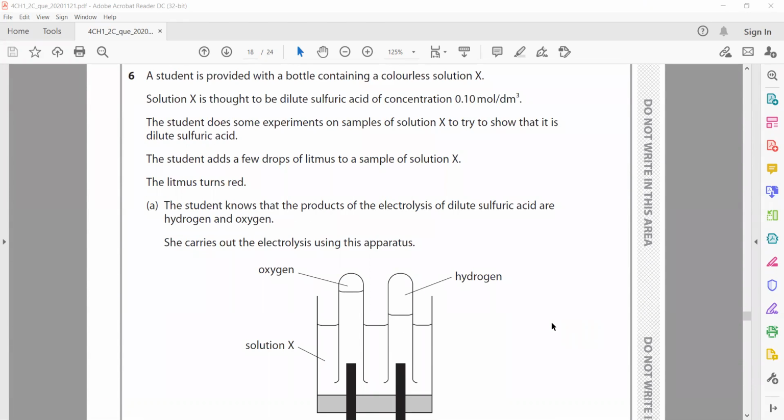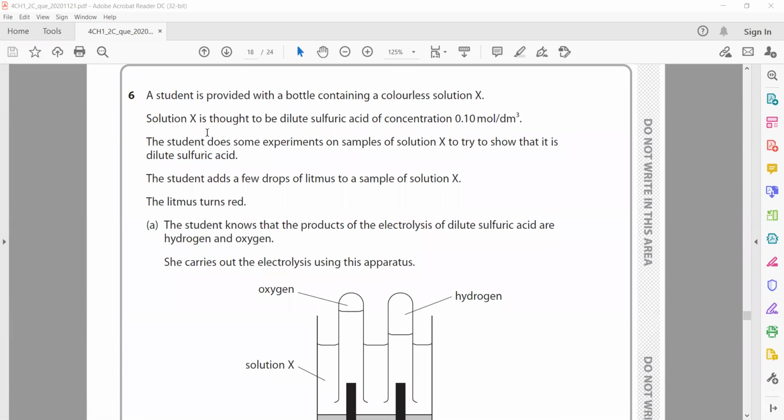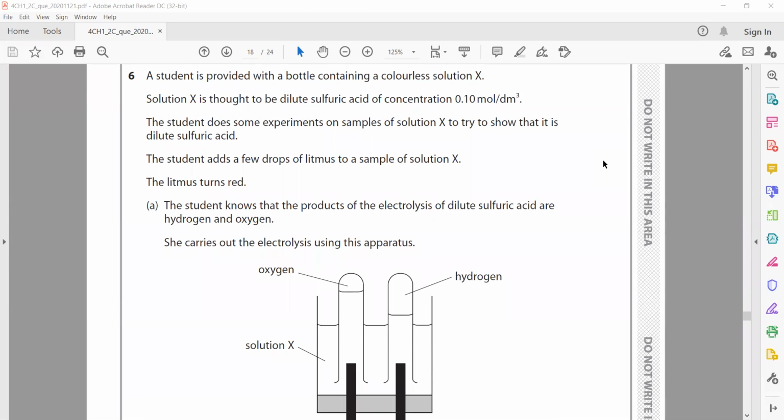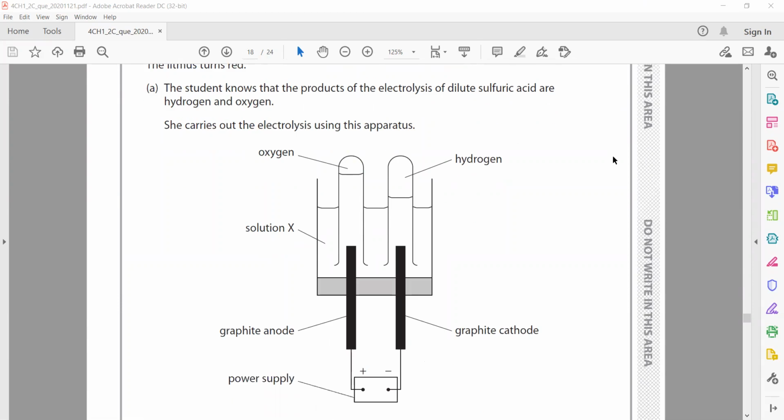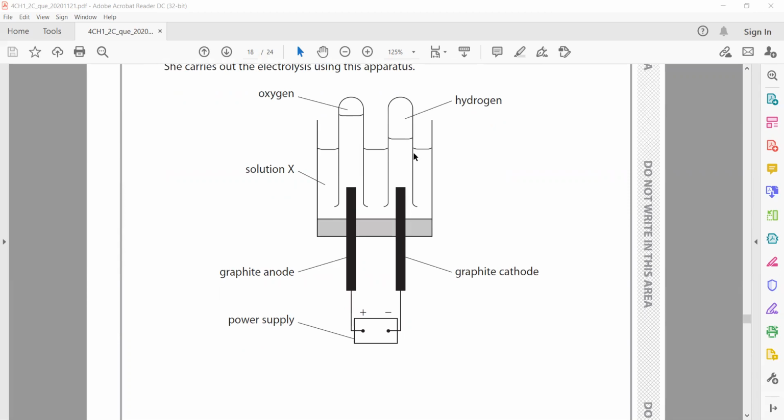Question 6. A student is provided with a bottle containing a colorless solution X. Solution X is thought to be dilute sulfuric acid of concentration 0.1. The student does some experiments on a sample of X to try to show that it is dilute sulfuric acid. The student adds a few drops of litmus to solution X. The litmus turned red, so it shows that it's an acidic solution. The student notes that the products of electrolysis of dilute sulfuric acid are hydrogen and oxygen. She carried out electrolysis using the apparatus as shown.